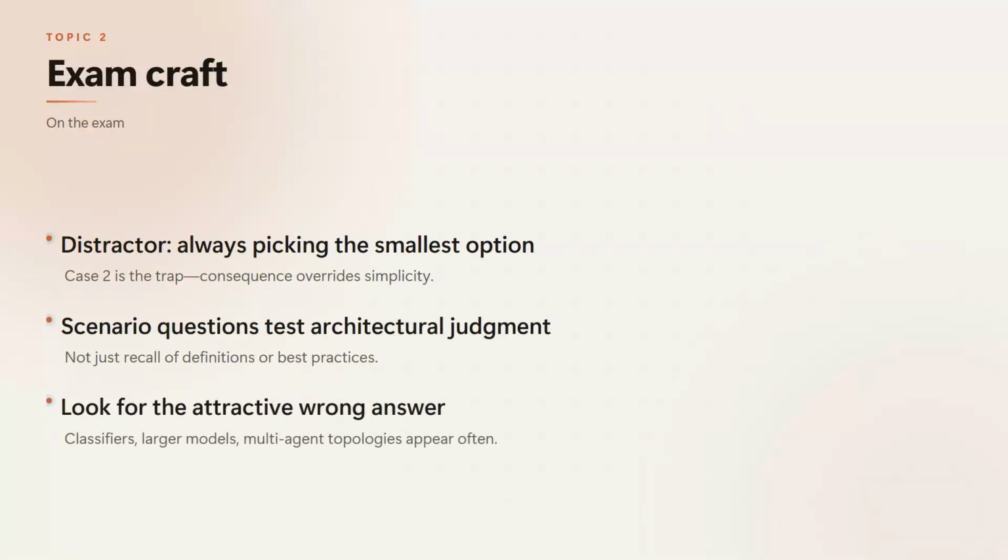The exam will present scenario-based questions where the attractive wrong answer is often a classifier, a larger model, or a multi-agent topology. The distractor that catches people is overcorrecting into always choosing the smallest option. Case 2: the refund without verification is deliberately placed to trap that instinct. When you see an irreversible action, the correct answer is the code-level guarantee, not the prompt tweak. Expect to be tested on that distinction repeatedly.